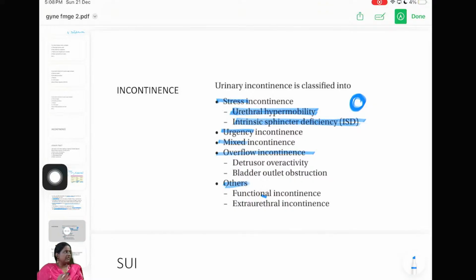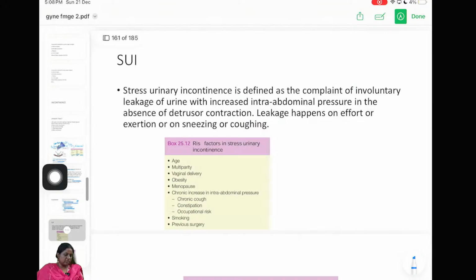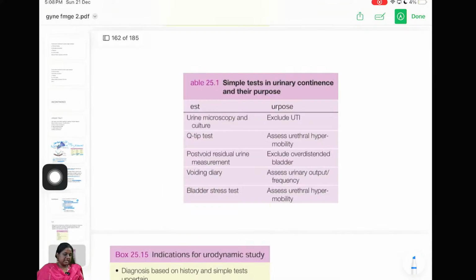Urge incontinence is whenever you feel the bladder is full, immediately the bladder will let the urine out. You will not get the time to go to the restroom at all. Understood? A combination of these two is mixed incontinence, and overflow incontinence is due to detrusor overactivity or bladder outlet obstruction. Then functional incontinence is psychological. So SUI, I just explained: whenever there is an increase in pressure, it will let the urine out.